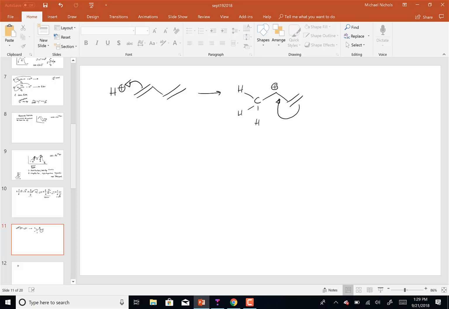So the pair of electrons always moves towards the positive charge. Negative always moves towards positive. So that's going to leave me with a resonance structure that looks like this. And now where does the plus charge go? To the end. So now the plus charge is going to be on the end. And I could have an arrow on the resonance structure on the right to get me back to the middle.